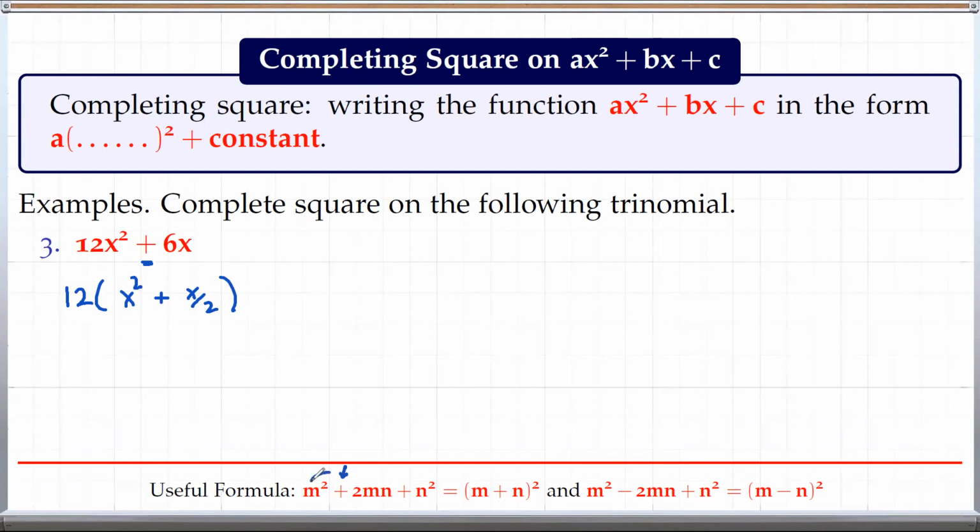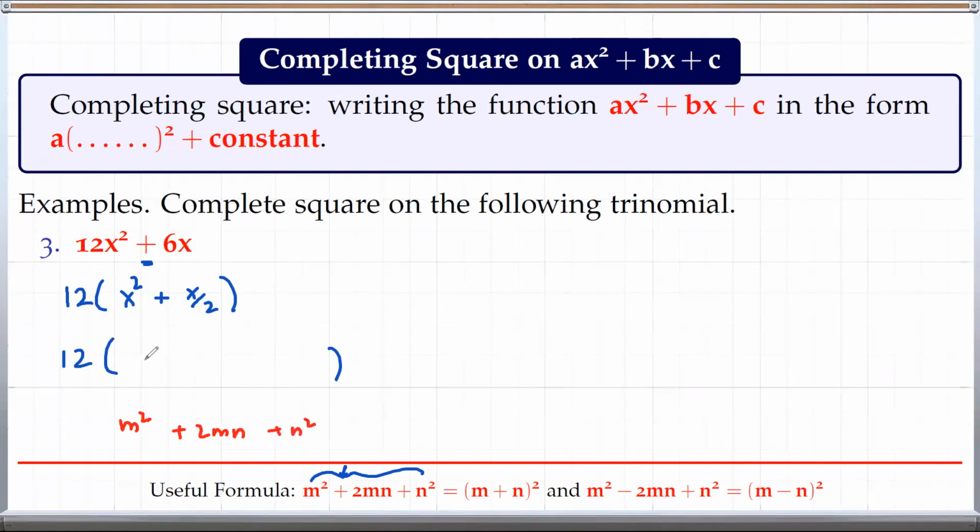Now we try to complete square on this part over here, x squared plus x by 2. For that, we'll try to use this formula, m squared plus 2mn plus n squared. Just by comparing x squared plus x by 2 with m squared plus 2mn plus n squared, we call that m squared. So that m is x. Over here, we want 2mn plus we want n squared. That means we want to write that part in this format, m squared plus 2mn plus n squared.